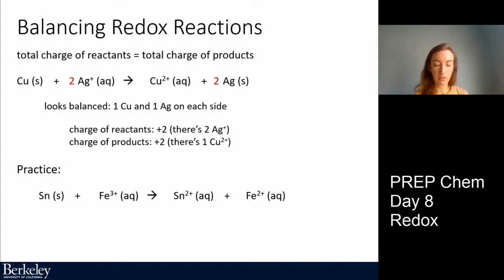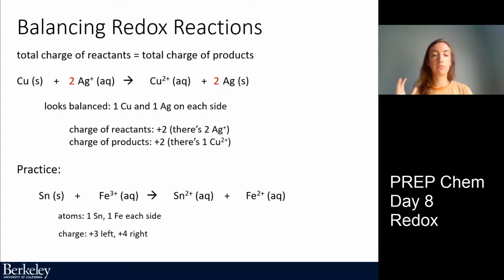Okay, so just in the interest of time, I'm gonna bring us back together, so finish your thought. Okay, so it looks like our atoms are balanced. We have one tin, Sn is tin, and one iron on each side. But we have a +3 charge on our reactant side and a total of +4 on our product side, so that doesn't work.